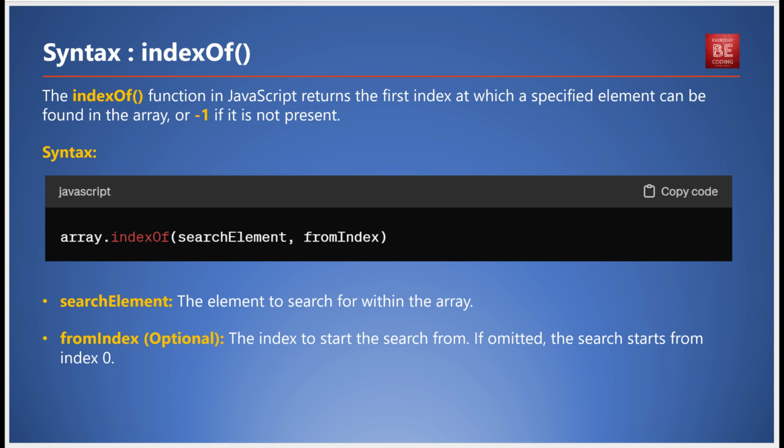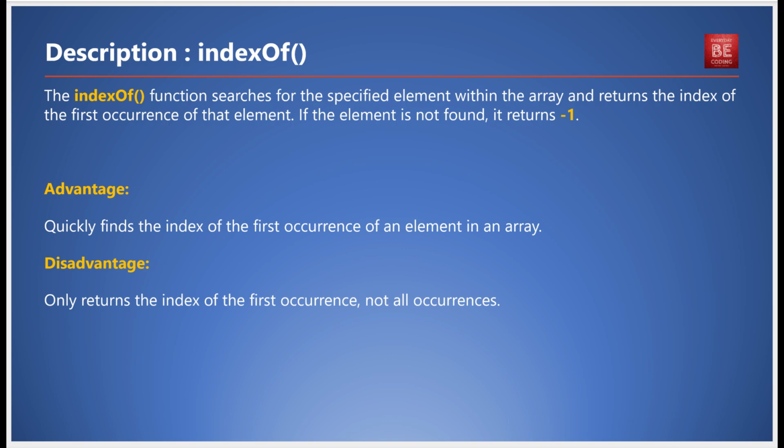The syntax for this function is as follows: array.indexOf(searchElement, fromIndex). Here, the search element is the element you're looking for in the array. The from index, which is optional, is the index from which the search begins. If you leave it out, the search starts from the very beginning of the array, that is, index 0.